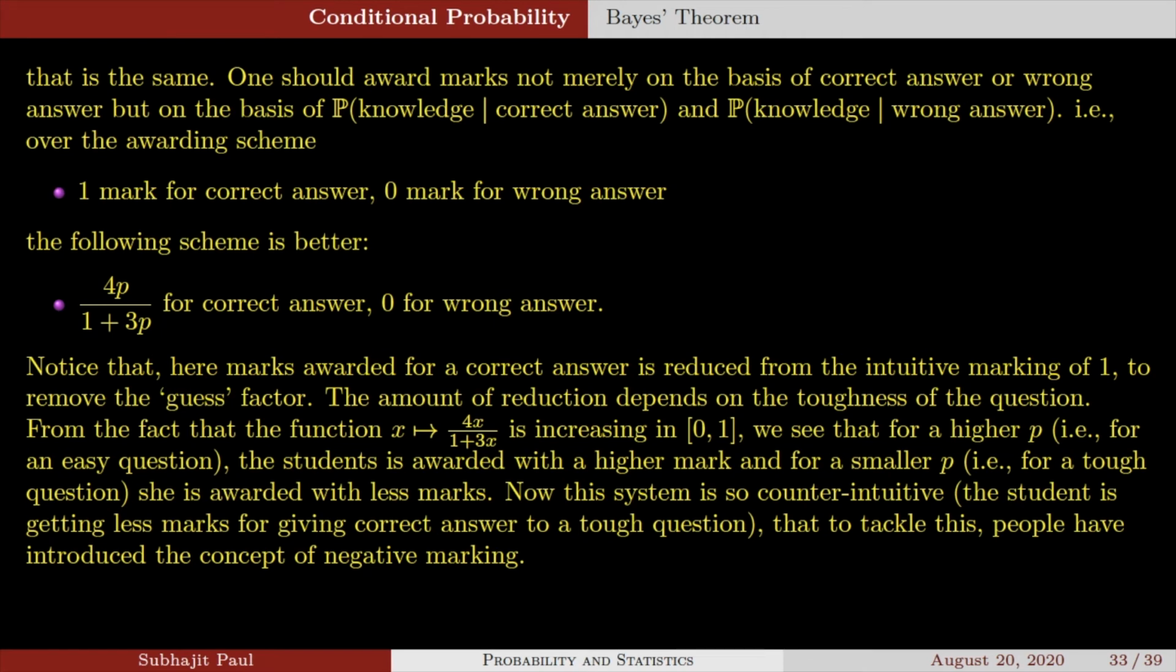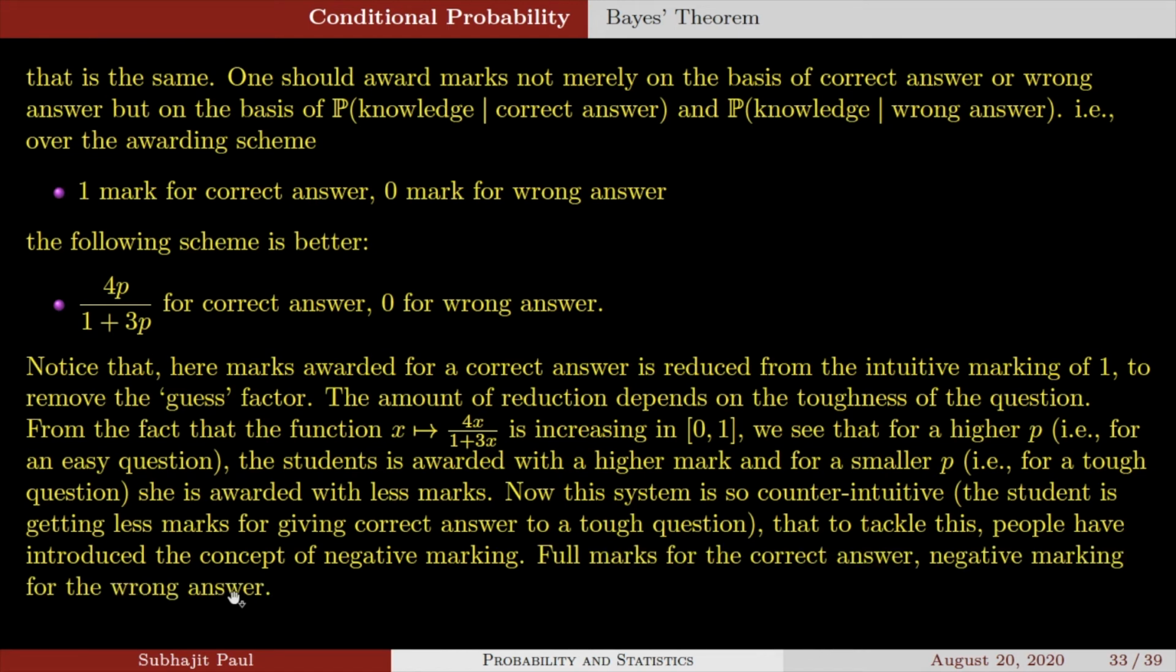Obviously, a student who knows is getting fewer marks for giving a correct answer to a tough question, right? P is smaller for a tougher question. So a student is getting fewer marks for giving a correct answer to a tough question. To tackle this, people have introduced the concept of negative marking. That is, full marks for the correct answer, negative marking for the wrong answer.